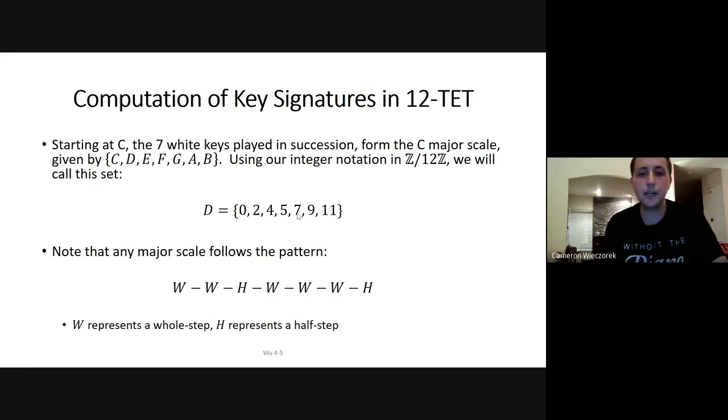Every single major scale is going to follow the pattern whole step, half step, whole step, whole step, whole step, half step, talking about the distance between tones. Remember, a half step is just a semitone. A whole step is 2 half steps put together. So that would be 2 semitones instead of 1 semitone.